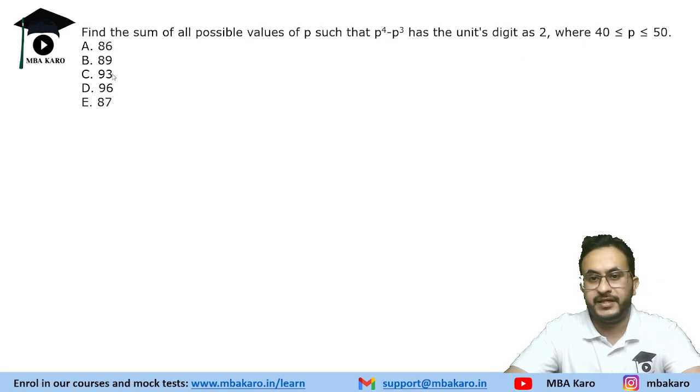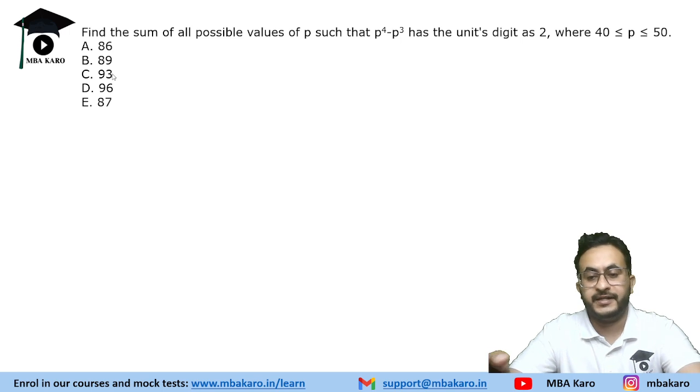Okay, so here's the next question. It says that find the sum of all possible values of p such that p to the power 4 minus p cube has the unit digit as 2, where p is between 40 and 50. Okay, so it is a question based on the concept of last digits. Okay, so now we need to see this last digit thing here and answer this question.